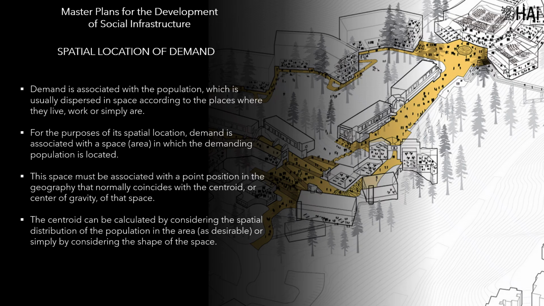For the purposes of its spatial location, demand is associated with a space, an area, in which the demanding population is located. This space must be associated with a point position in the geography that normally coincides with the centroid, or center of gravity, of that space. The centroid can be calculated by considering the spatial distribution of the population in the area, as desirable, or simply by considering the shape of the space.